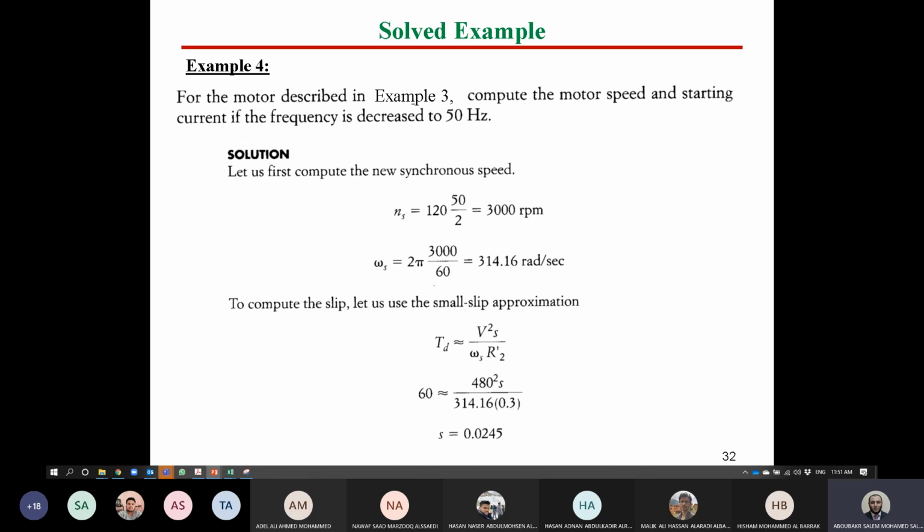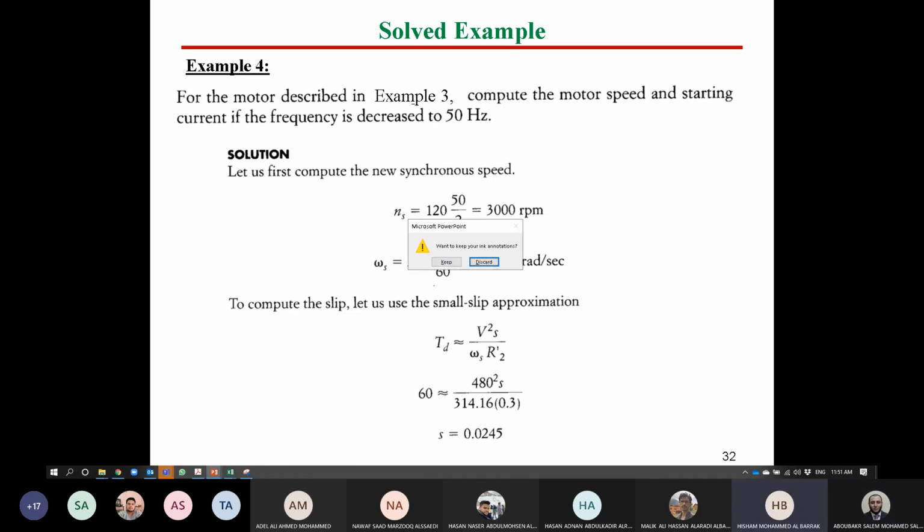In the next example, we will compute the same, but if we decrease the frequency to 50 Hertz. يعني I need all of you to read this example, okay, and compare the results with example number 3, and we can discuss it inshallah in the next class. Any questions, شباب?